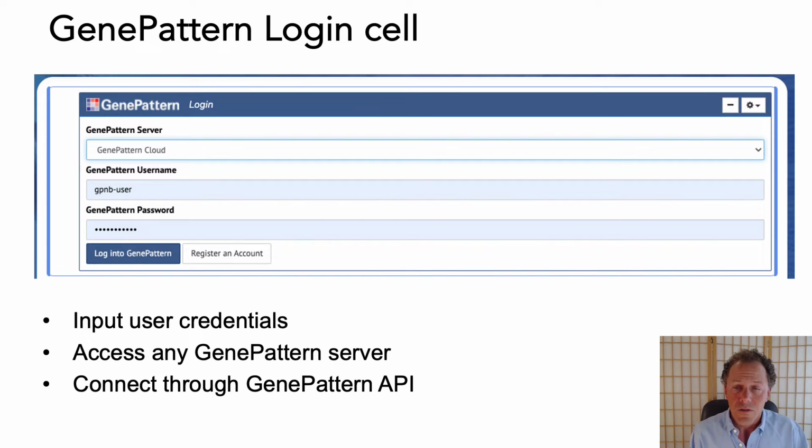That means the public server on the Amazon cloud or the UCSD Expanse supercompute cluster, for example. Or if you run your own GenePattern server, you can connect to that as well.